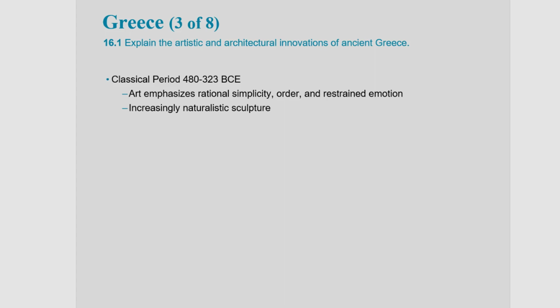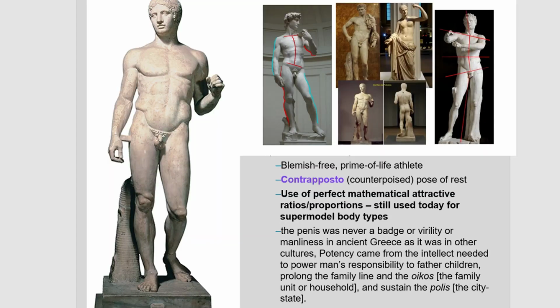Right after the Archaic, of course, we jump to the Classical period, so 480 to 323 BCE. Art that emphasizes rational simplicity, order, and restrained emotion is kind of the hallmarks that you can think of. And we get increasingly naturalistic sculpture. Here we have an example of the Spear Bearer. So this blemish-free, they could polish the marble, this blemish-free human body, prime of life athlete.